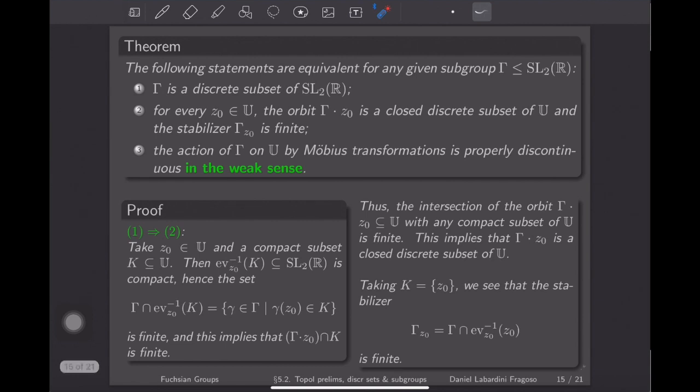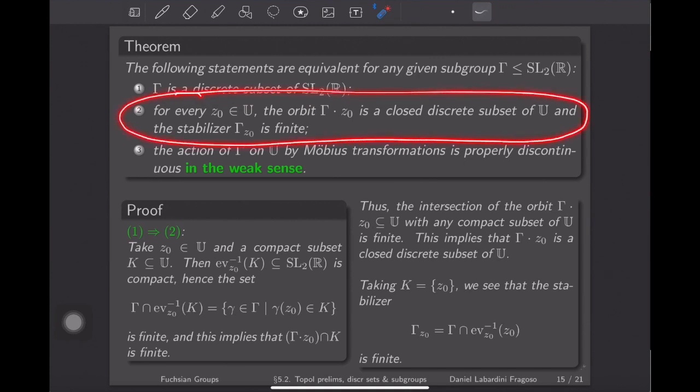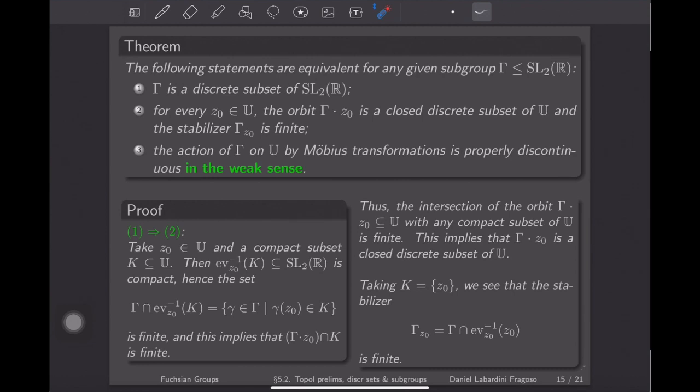But okay, and the characterization then is as follows. My subgroup of SL2R is discrete if and only if, and this is already a property of the action on U by Möbius transformations, orbits are closed and discrete, and stabilizers are all finite.